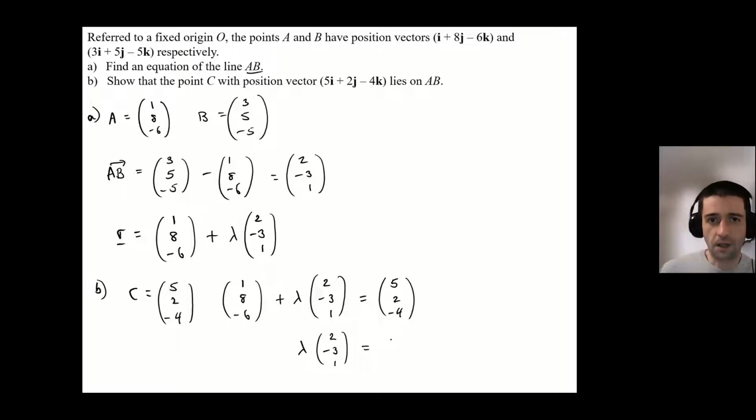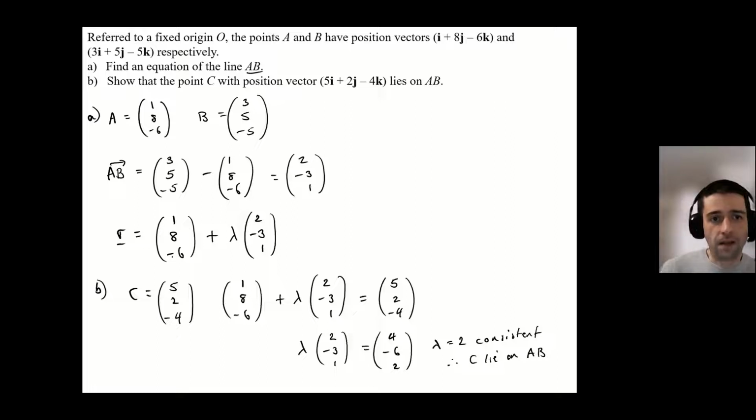So looking at the i components, 5 take away 1 is going to be 4, 2 take away 8 is going to be negative 6, and negative 4 take away negative 6 is going to be positive 2. Now doing it this way, we can see that lambda is going to be equal to 2, and that is going to be consistent for x, y, and z. Therefore, C must lie on the line AB. So an alternative way of approaching it than setting up 3 separate equations, it's essentially the same maths.